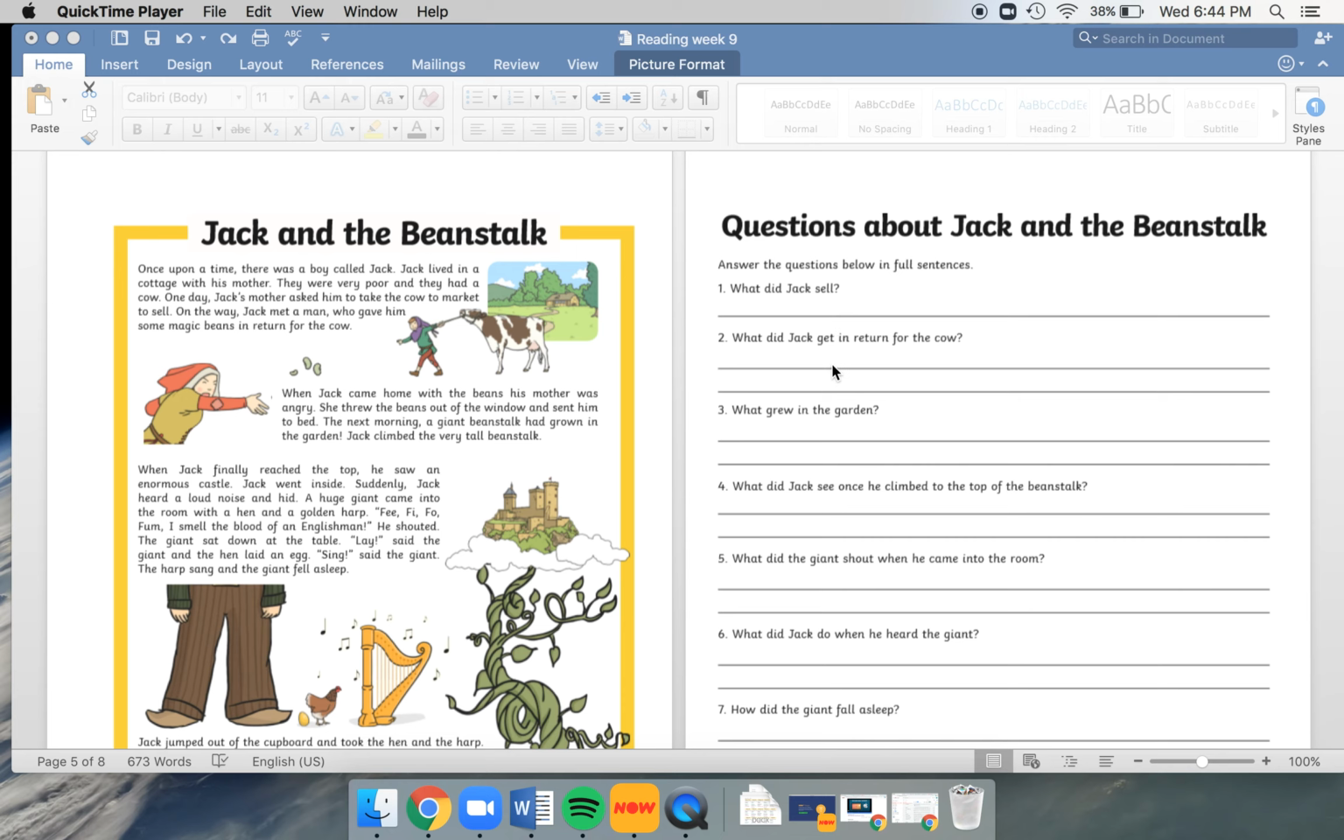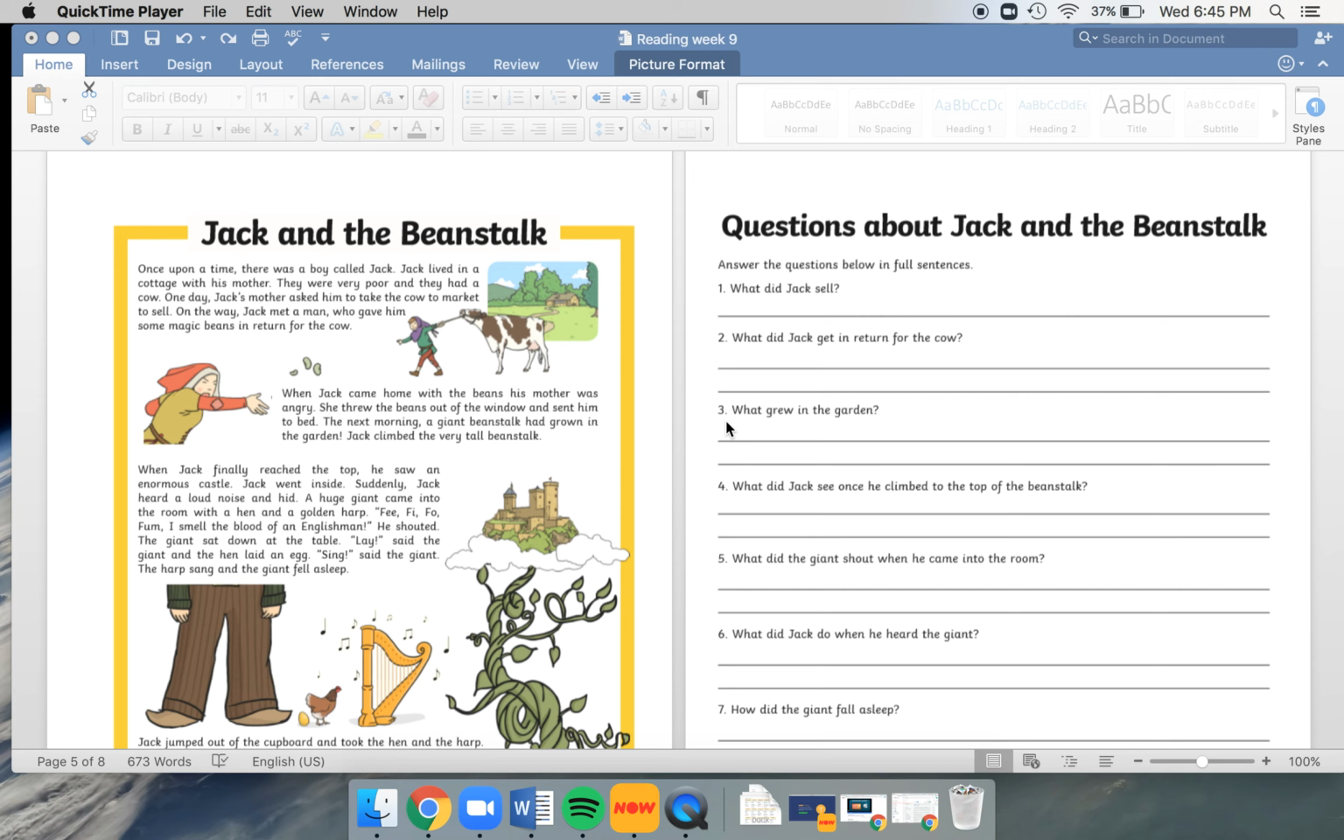Let's have a look at the next question, question 2. What did Jack get in return for the cow? All right, so let's have a look. What could the key word be? Let's have a look for cow, okay? So looking for cow. So now we know that Jack's mother asked him to take the cow to market to sell, but what did he get in return? All right, and then we can see in that last sentence there what Jack received for the cow.